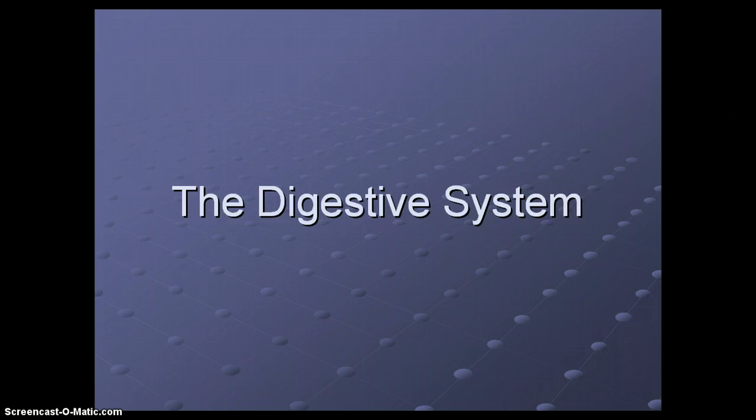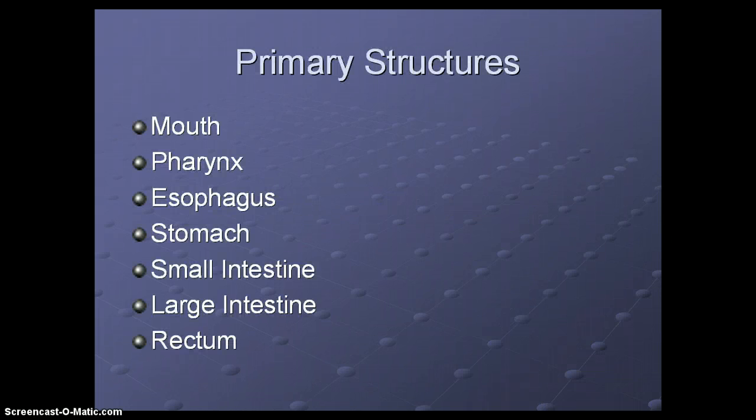This is going to be the last body system that we're going to be covering in sophomore biology. So we're going to go head into the digestive system. The primary structures with this system are the mouth, the pharynx, the esophagus, the stomach, the small intestine, the large intestine, and the rectum. Throughout this presentation we're going to go in depth about each structure, or the majority of these structures, and explain what types of food are digested in each, and we're going to talk about the different functions of each of these structures.